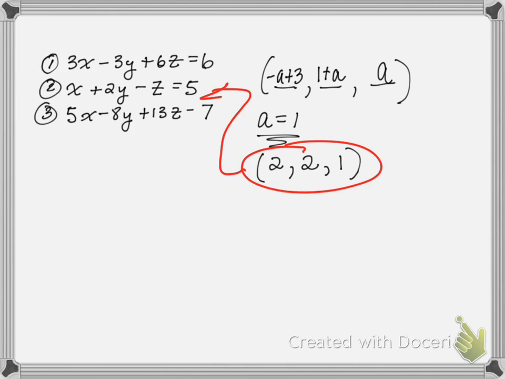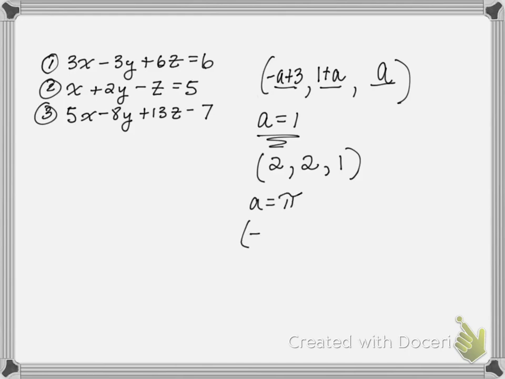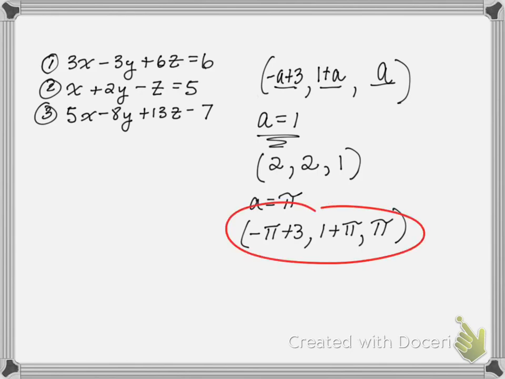And the thing is, I could do this for any real number value that I pick for a. I could say let a equal pi if I wanted to. And then I'd get negative pi plus 3 for the x coordinate, 1 plus pi for the y coordinate, and then I would have pi for the z coordinate. And if I take that point and I substitute it in here, it will satisfy the equation. Just trust me, or you can try it.